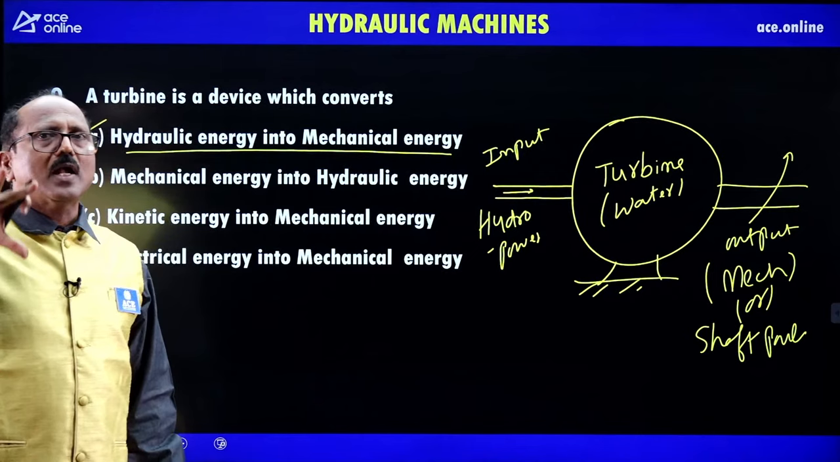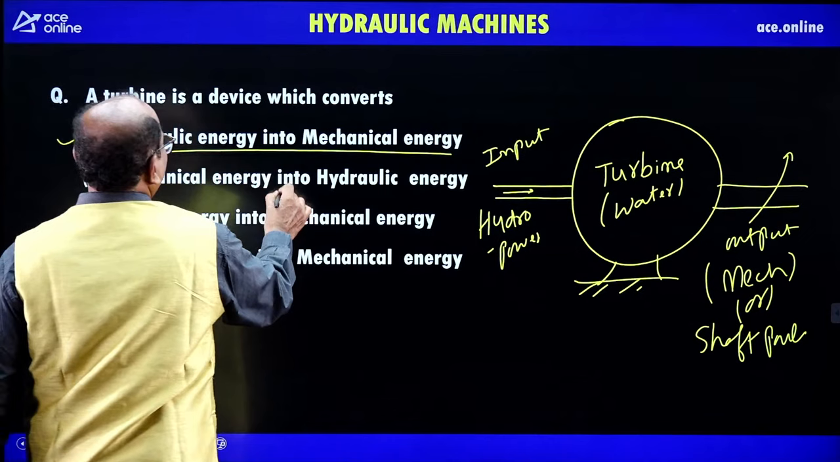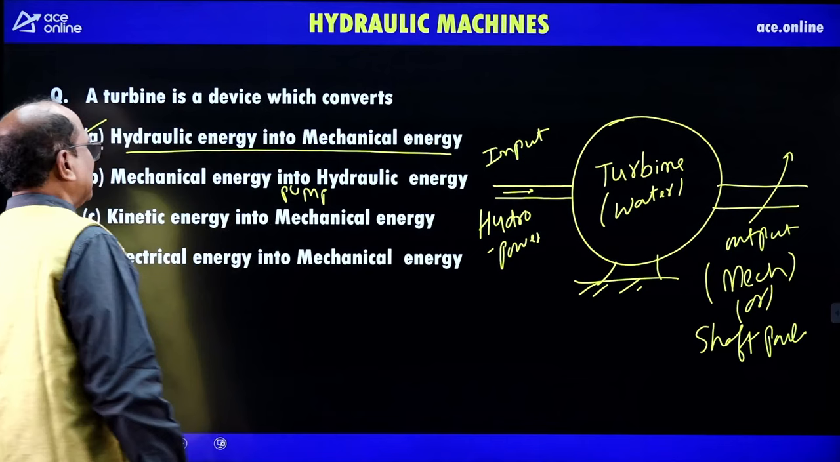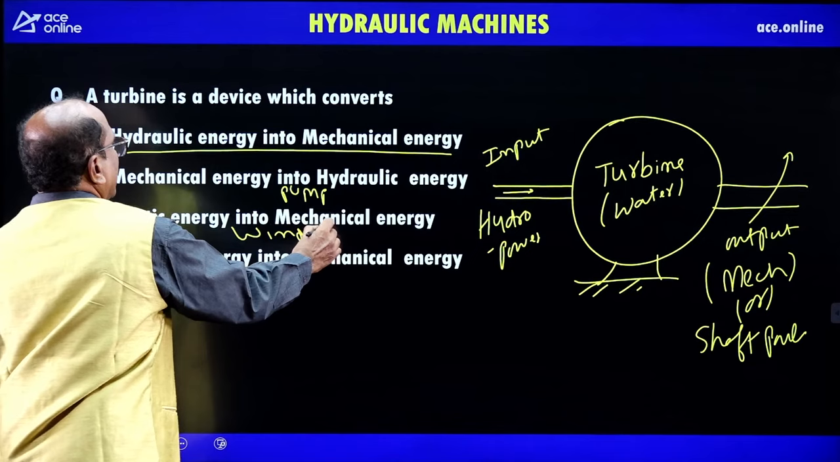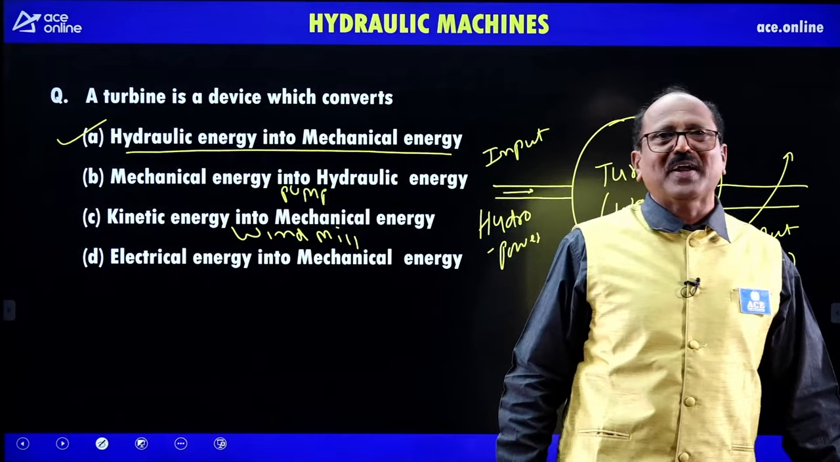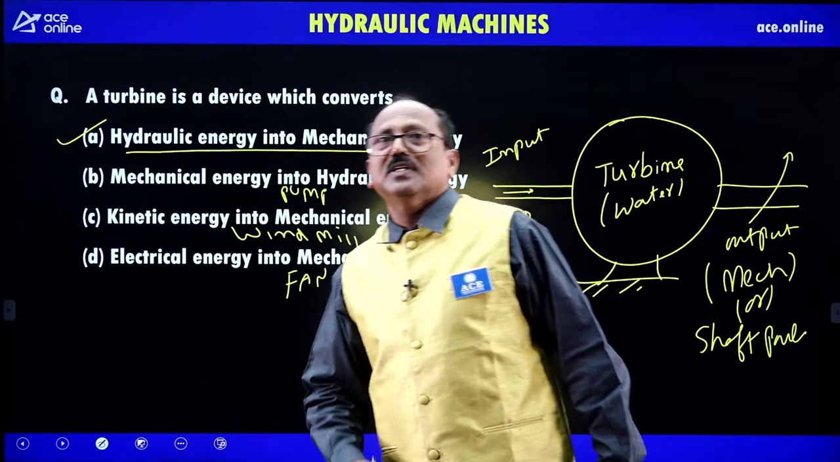Mechanical energy into hydraulic energy is a pump. The other options: kinetic energy into mechanical energy. That can be a kind of machine, but we are using hydraulic energy, need not be kinetic energy. Yes, it can be a windmill. Electrical energy into mechanical energy: ceiling fan, table fan, like that. This is called a fan. So for all four options, try to learn something from the competitive examinations. Do not leave the remaining options.